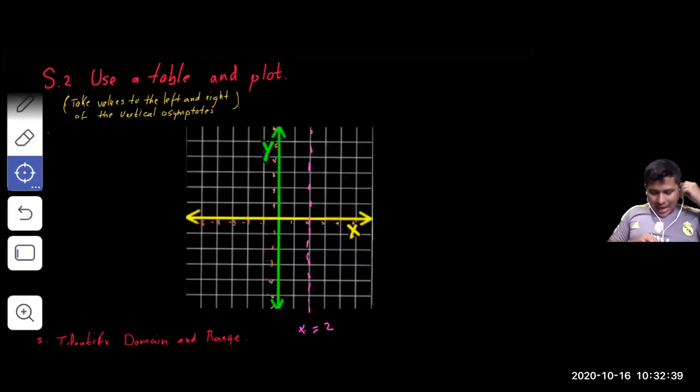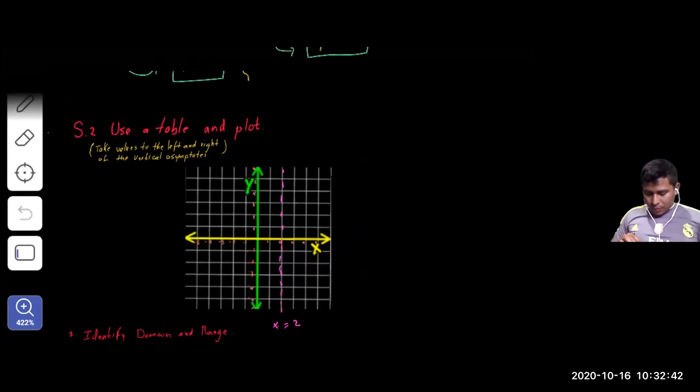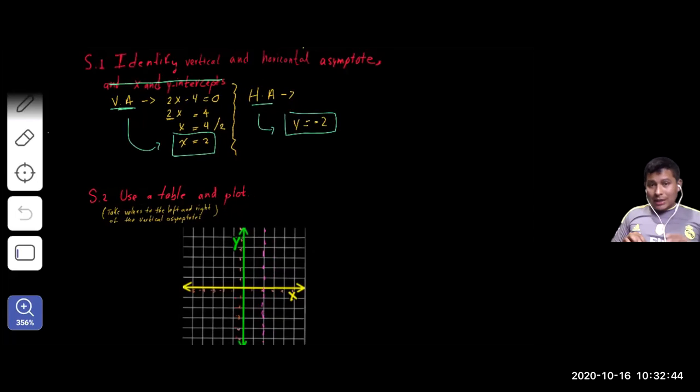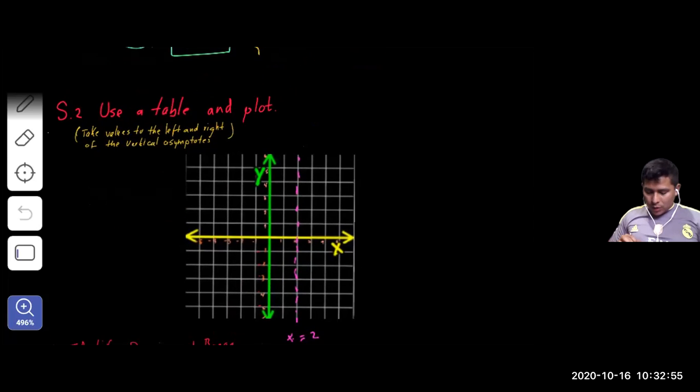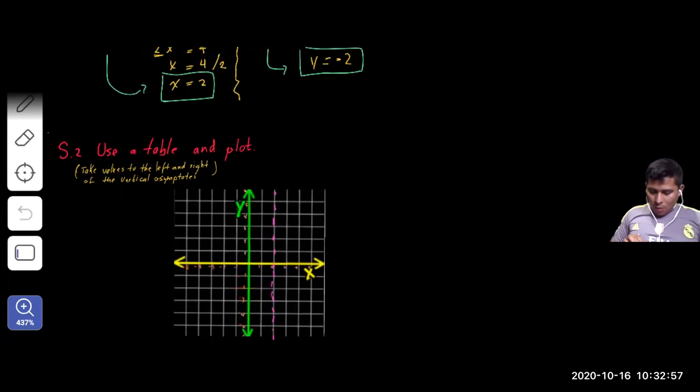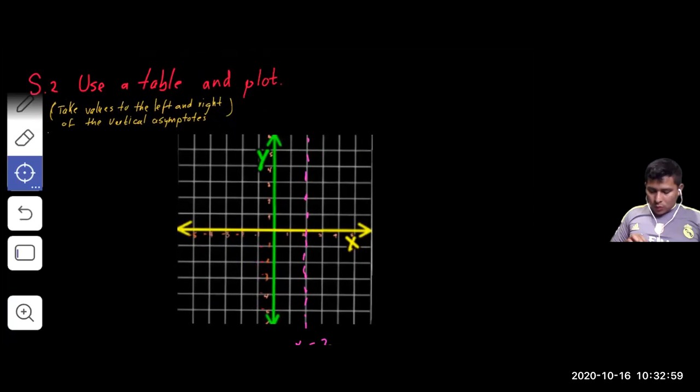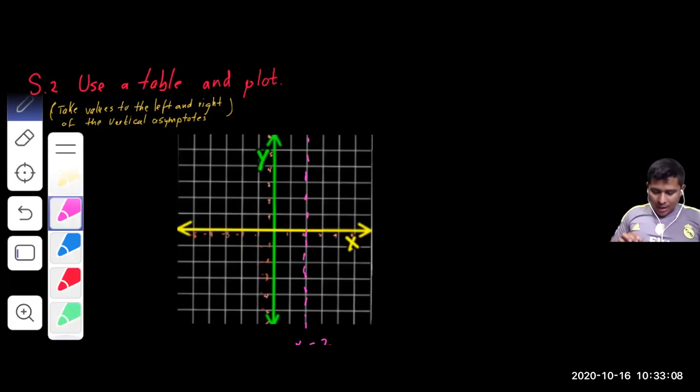And now let's represent the horizontal asymptote. In this case, my horizontal asymptote is going to be y equals negative 2. Let's look for y equals negative 2. This is y1, y2, y3, y2, y1, y0, y negative 1, y negative 2. This negative 2 is going to be my horizontal asymptote. I'm going to draw a dashed line here at negative 2.